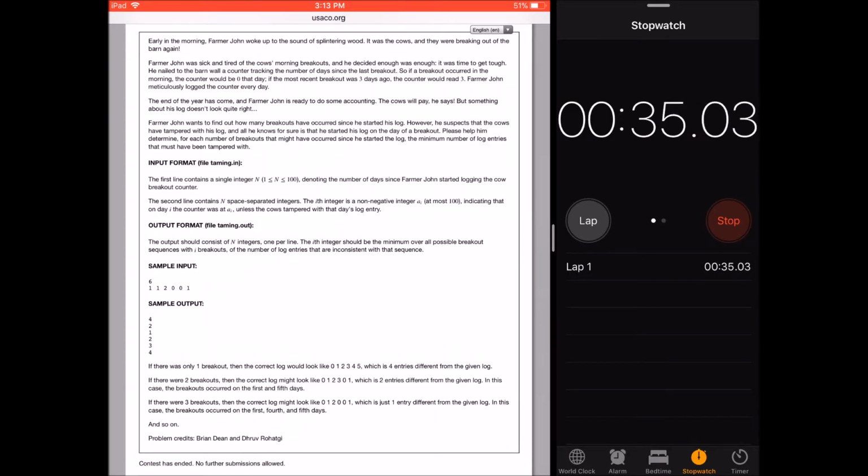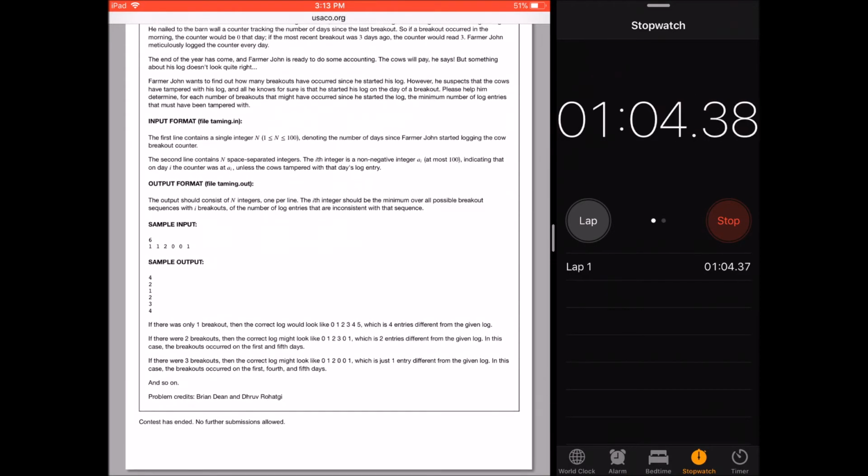The end of the year has come, and Farmer John is ready to do some accounting. The cows will pay, he says, but something about his log doesn't quite look right. Farmer John wants to find out how many breakouts have occurred since he started his log. However, he suspects that the cows have tampered with his log, and all he knows for sure is that he started his log on the day of a breakout. Please help him determine the number of breakouts that might have occurred since he started the log, and the minimum number of log entries that must have been tampered with.